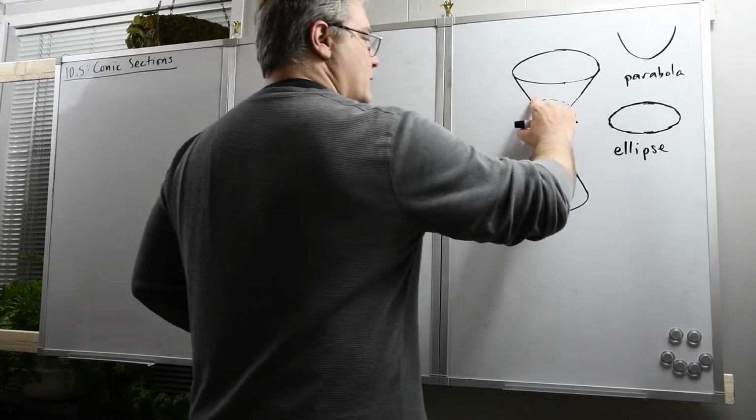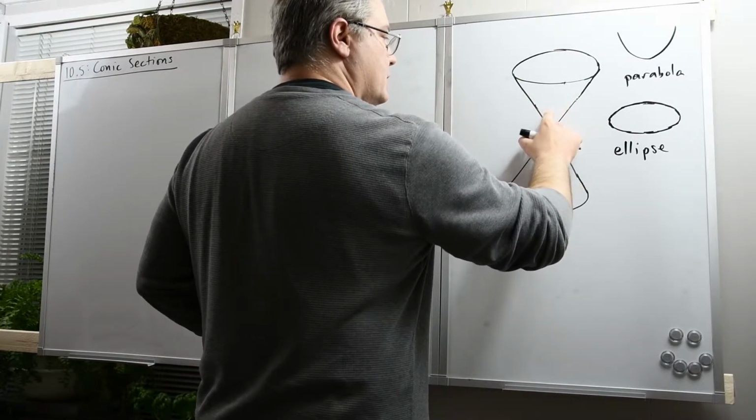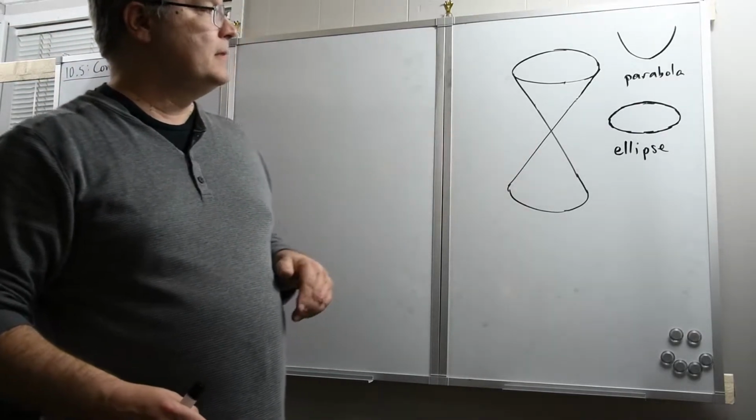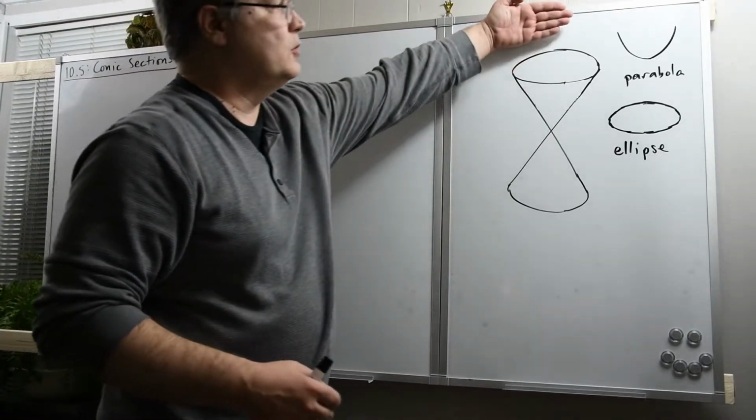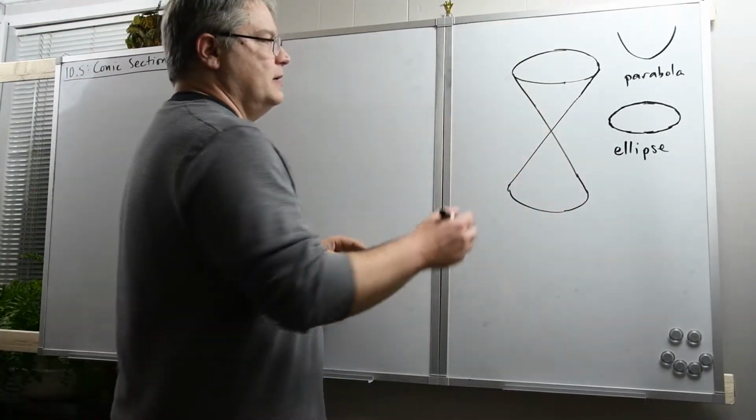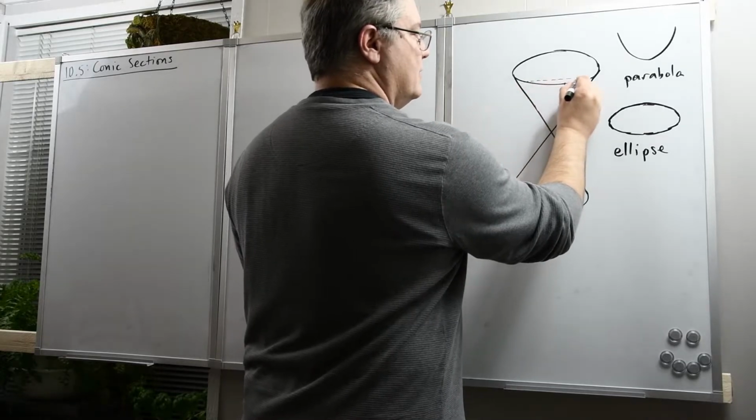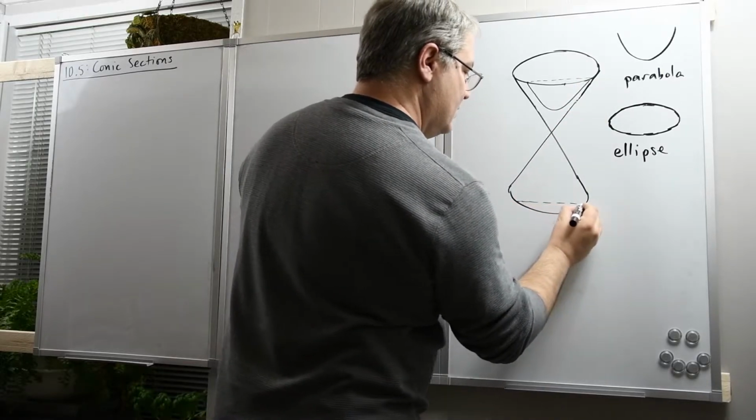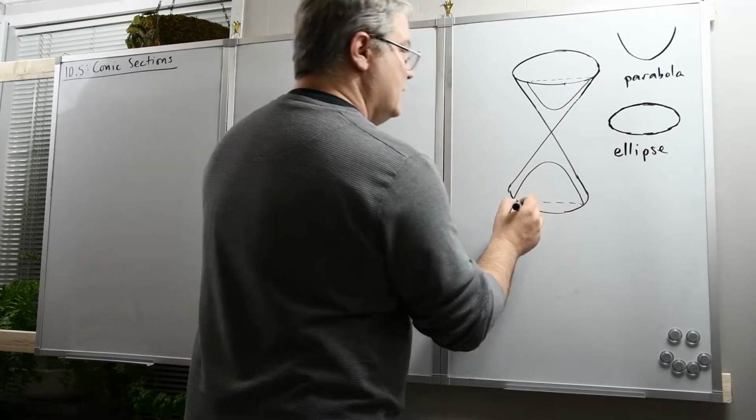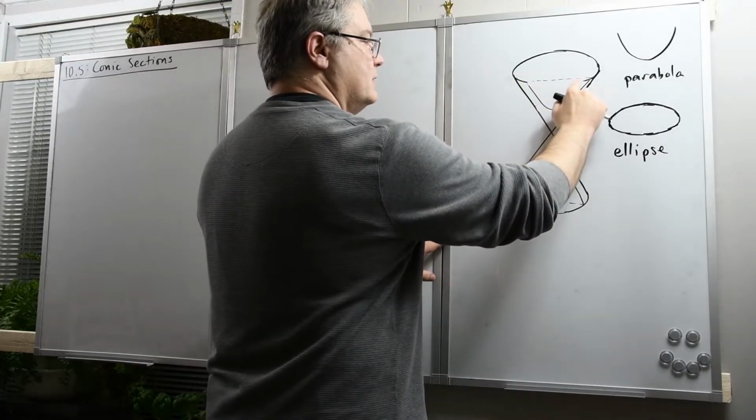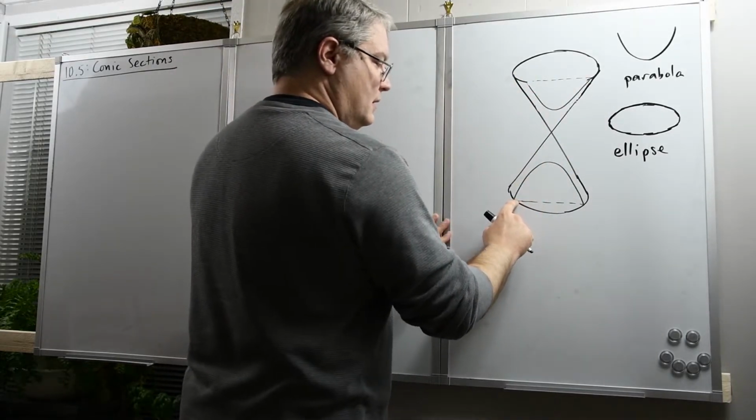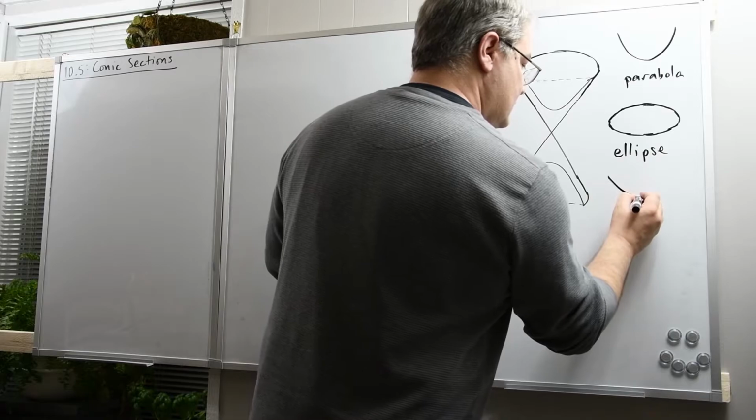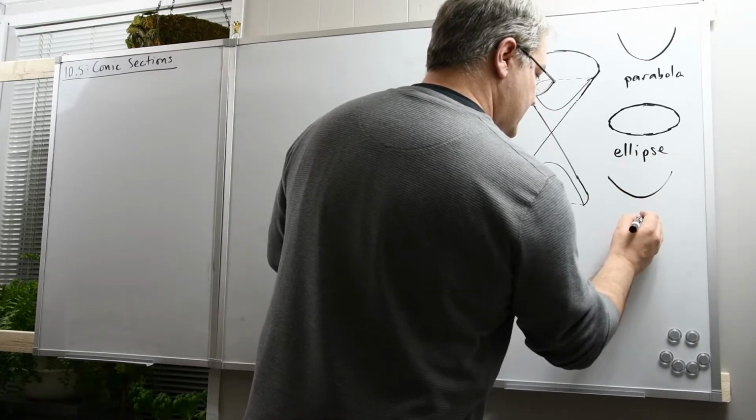But there's still yet another way that we could intersect the double napped cone. Let's suppose that we take a look at intersecting this double napped cone with a plane more like this. So maybe the plane is going to chop this way, maybe chop this way. So you're going to have a piece that looks like this. You're also going to have a piece that looks like that. What we're getting in that case is a hyperbola.